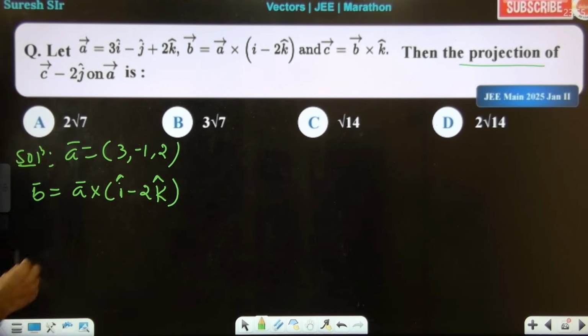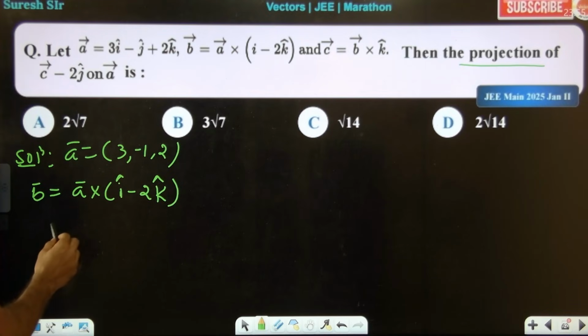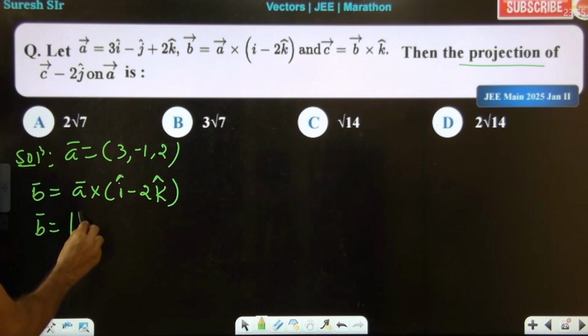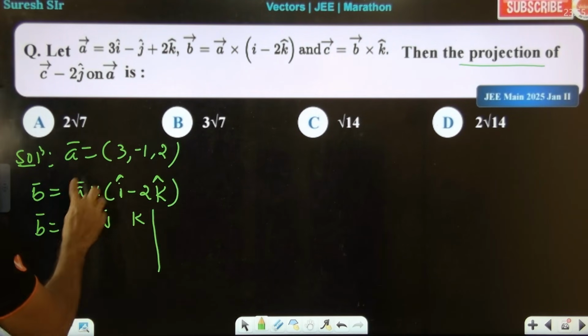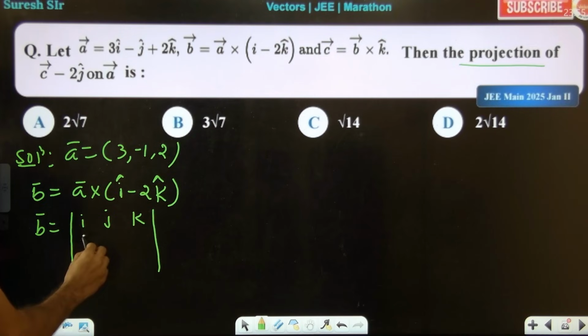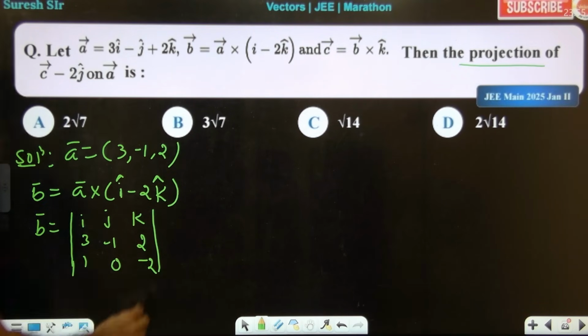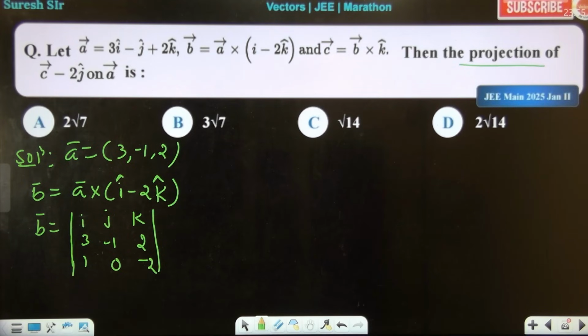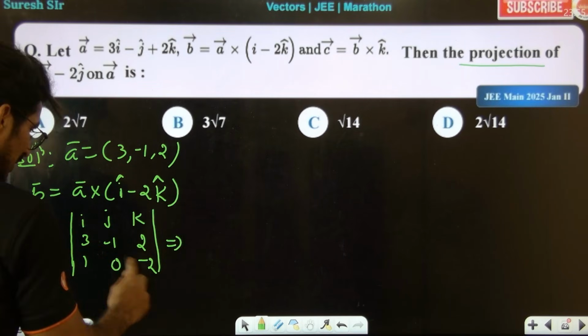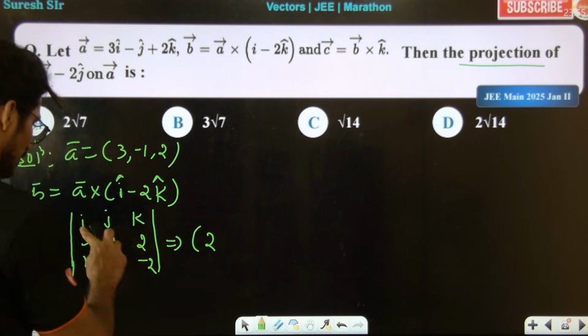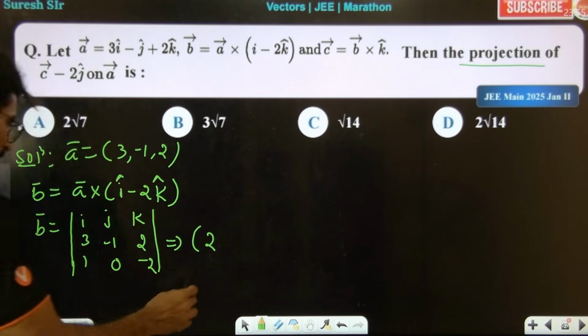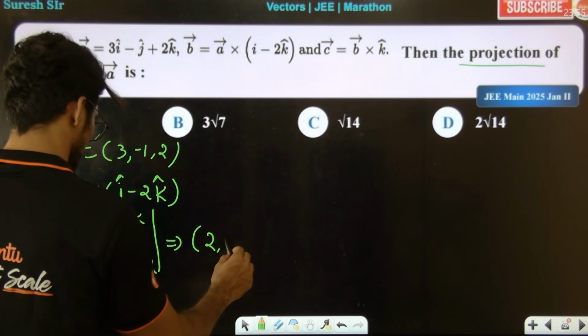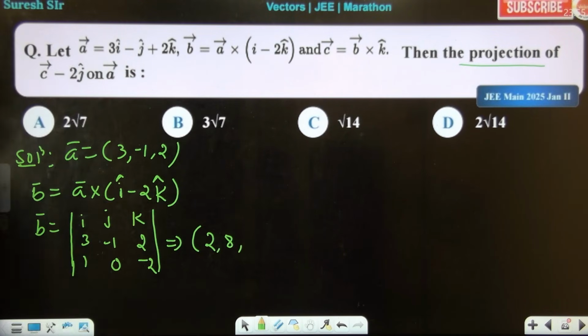Sir, what is B now? Firstly, let us find out the determinant. A vector is 3 minus 1, 2, and then 1, 0, minus 2. Careful, what do we get? 2 times of I, 0 2, minus j means minus 8, and then the k value is plus 1.